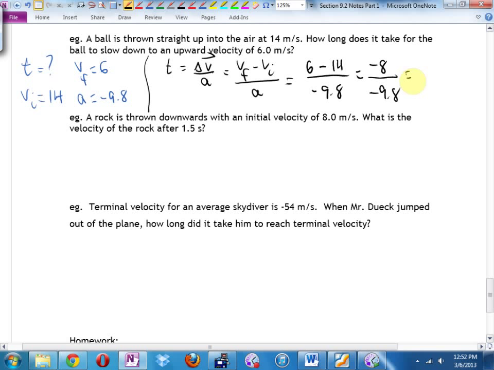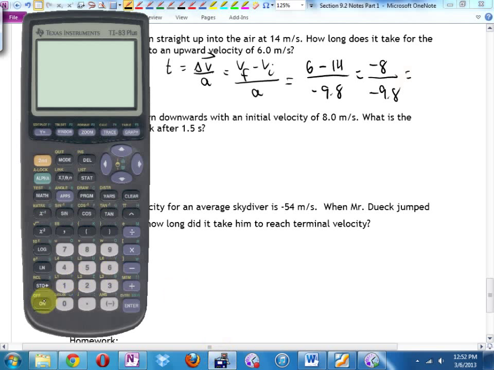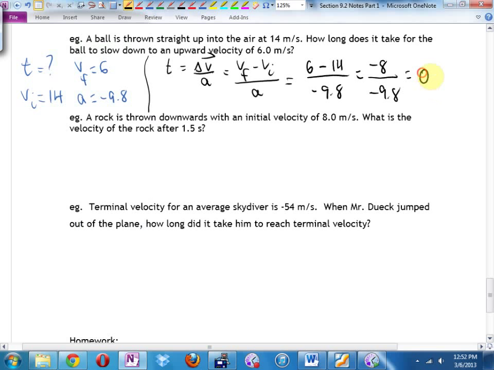Let's round off to 2 decimal places, unless it works out evenly, but I don't think it does. Now, if you got an error, double check your typing. It's negative 8 divided by negative 9.8. Make sure you use your negative button, not your subtraction button, because if you go subtraction divided by, your calculator will freak out. 0.82, if I round off properly. Seconds.